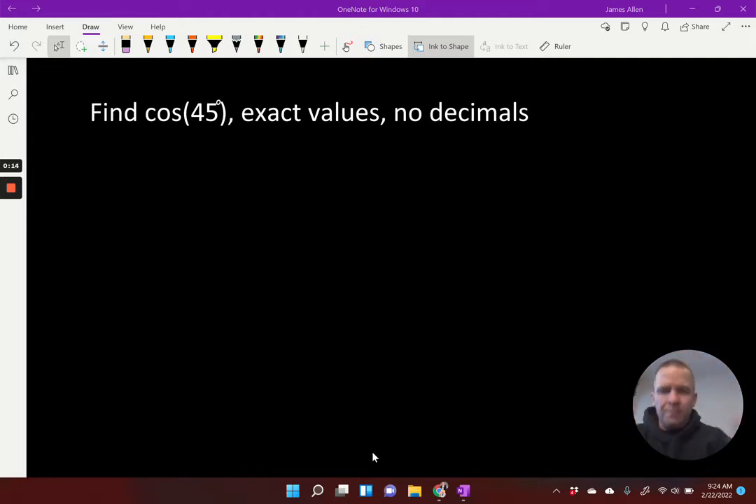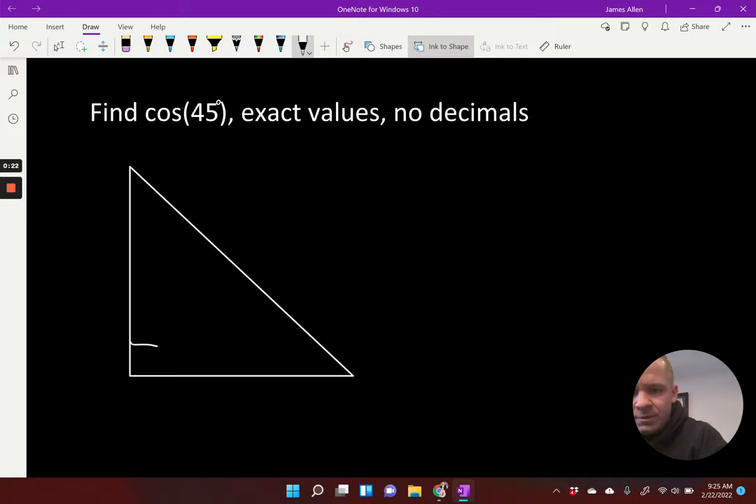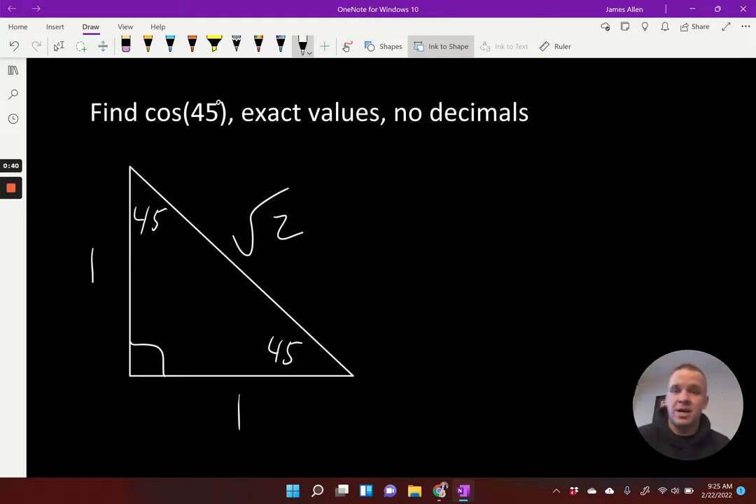Okay, well, let's think about this. 45 degrees, and we're talking about right triangles. Perhaps I could draw a right triangle with an angle of 45 degrees. Now, that would also imply that this one has to be 45 degrees so that all three angles add to 180 degrees, right? Now, 45, 45, 90 triangle. We've seen those before. The sides are 1, 1, and root 2 if we're going like the most basic, right?